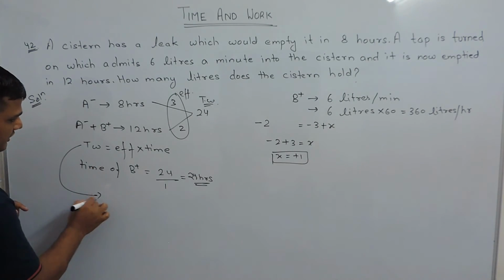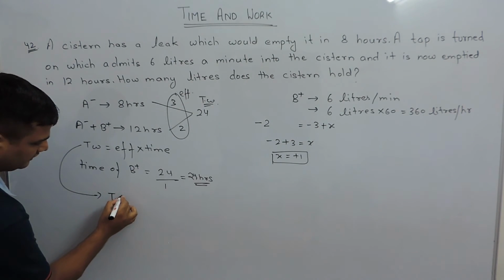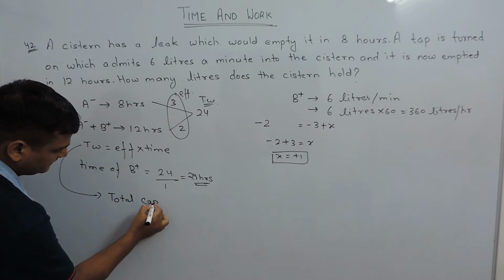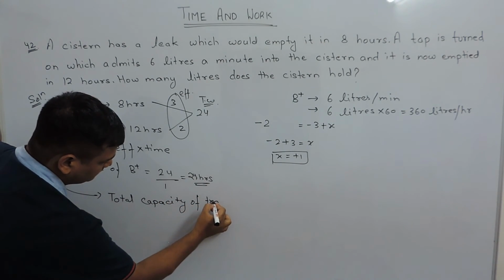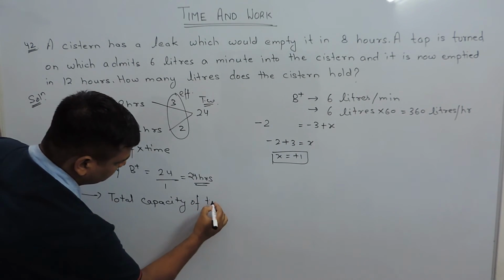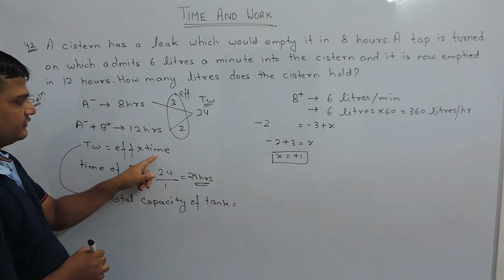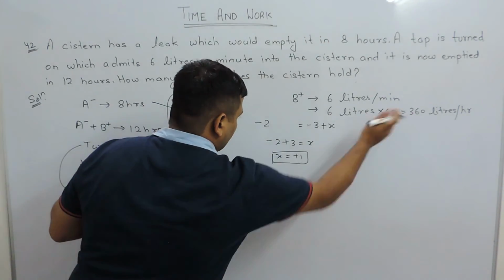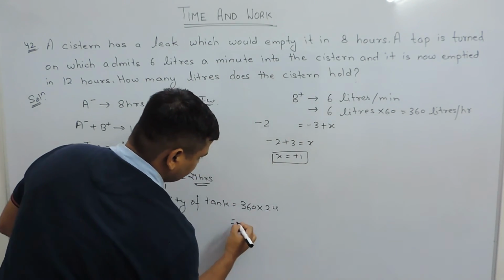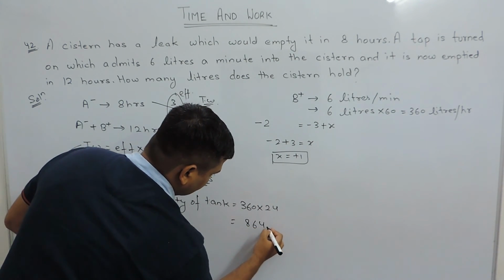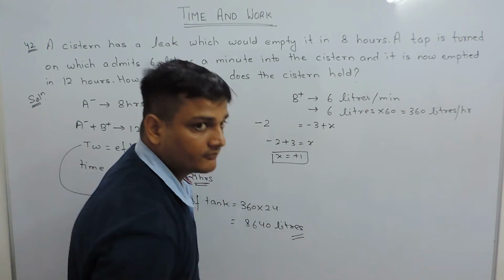And according to the formula, the total capacity of the tank is efficiency into time, and the efficiency of B in hours is 360 and the time taken by it is 24 hours. Therefore the capacity of the tank is 8640 liters. Thank you.